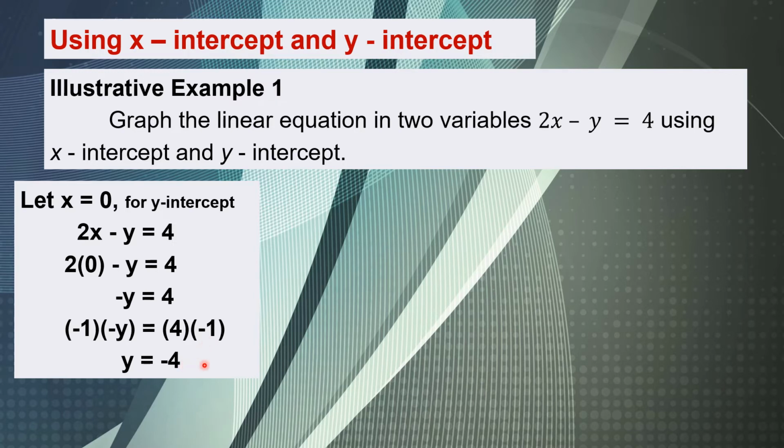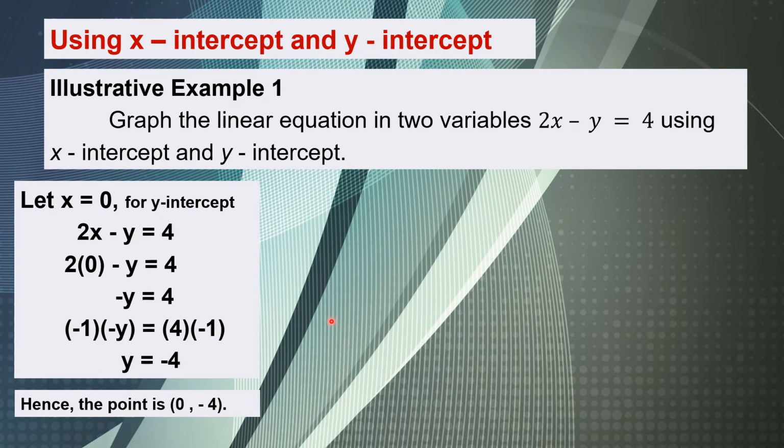So, to write the point, we use the 0, B. So, we have now 0, B, where B is the y-intercept. So, we have 0, negative 4. The value of our y is negative 4, and the value of our x is 0. So, meron na tayong point 0, negative 4.